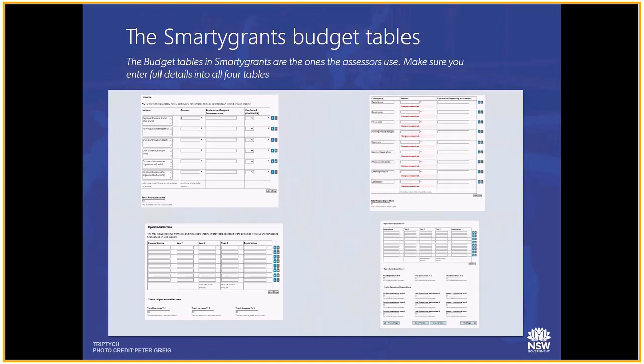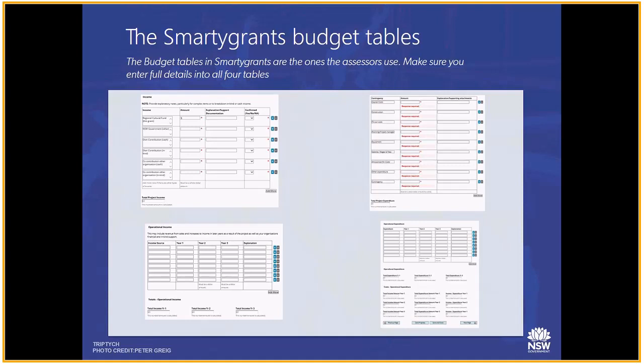If your budgets don't balance, the Smarty Grants form will not let you progress with your application. This budget is where you must demonstrate to the assessors that your project is resourced during the project phase and beyond the project phase. There are some hints on the Smarty Grants budget pages themselves about how to enter your information. We'll now step you through each budget table.